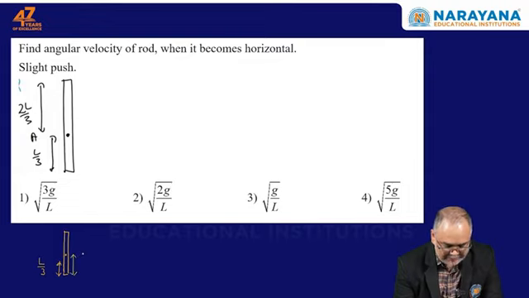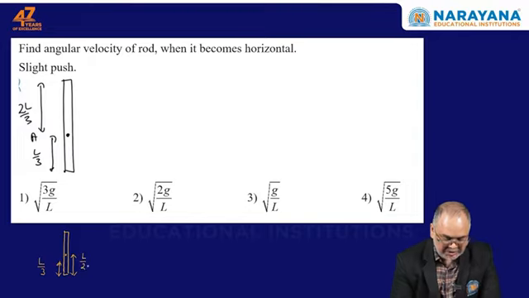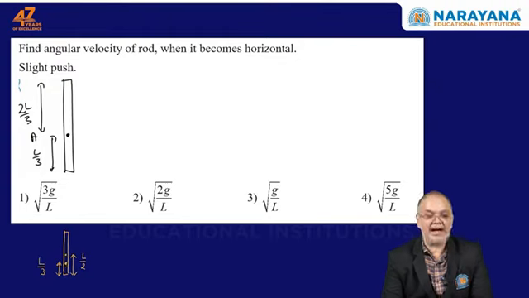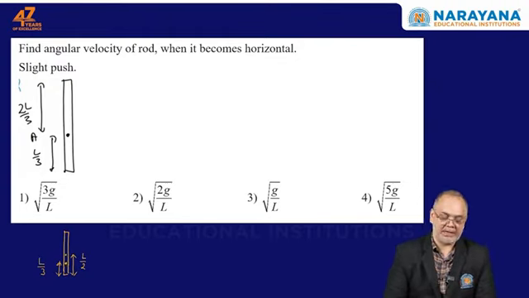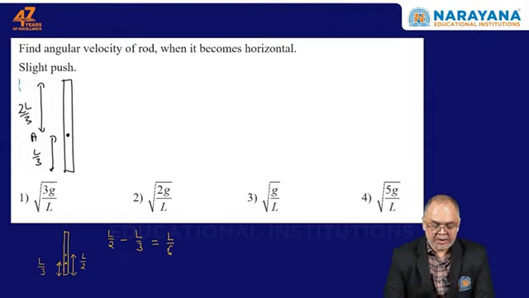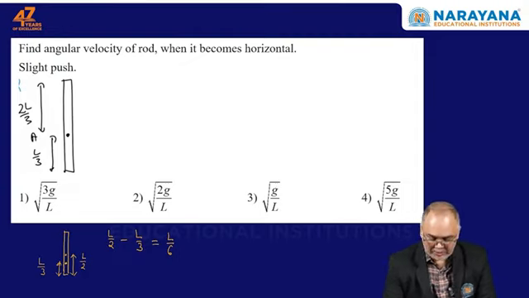L by 2. So the distance of the center of mass and the hinge point is L by 2 minus L by 3, which is equal to L by 6. Now from here we are giving a very slight push. Because of that, what will happen? The rod will start rotating. So we have to find the angular velocity when the rod becomes horizontal.